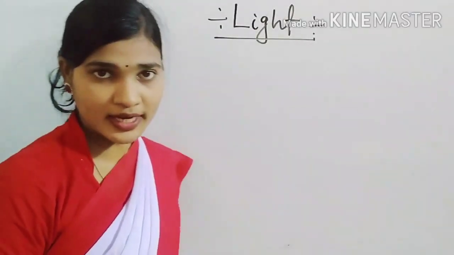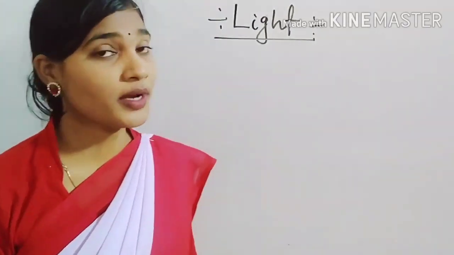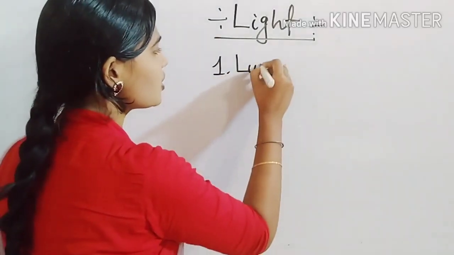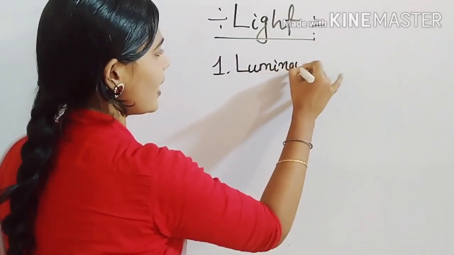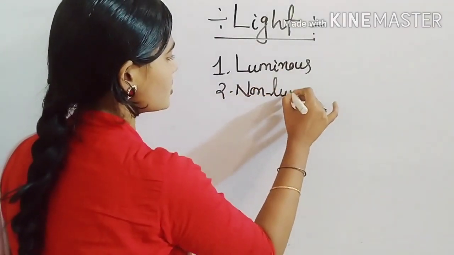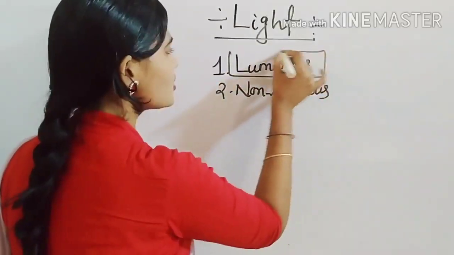Depending upon the emission of light, how many types of objects are there? Yes, there are two types of objects. What are the two types of objects? The first one is luminous object and the second one is non-luminous object. So what are luminous objects?